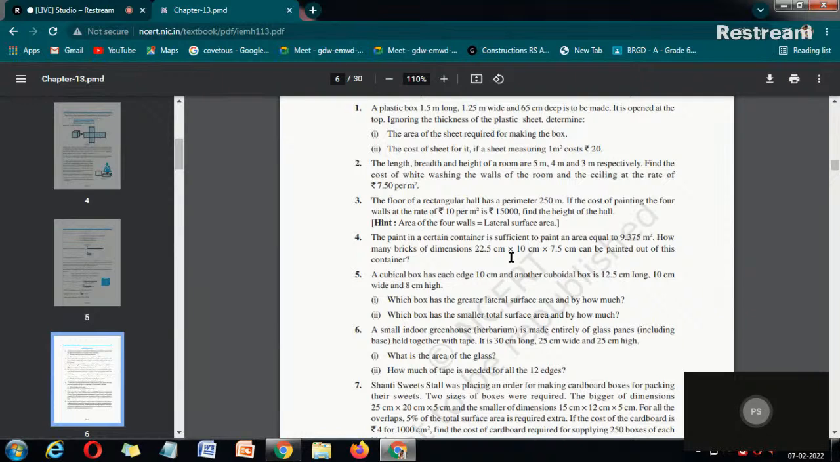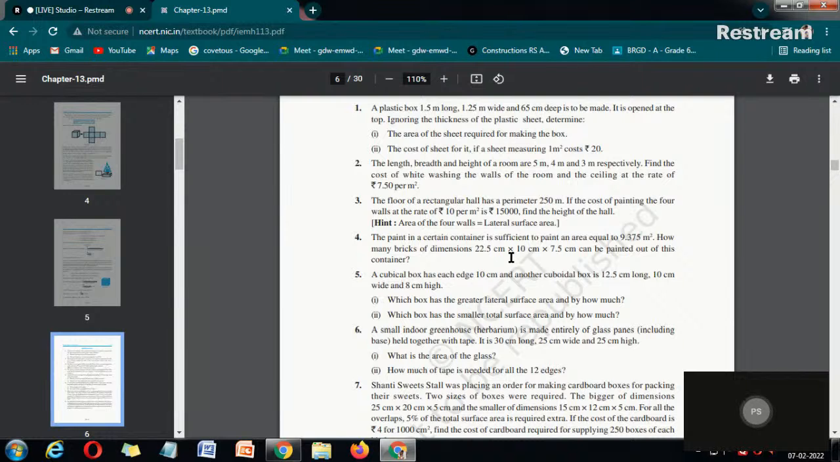So 100. Guys, understand this question. First we should find the total surface area of the brick. The dimensions are given. So total surface area, we'll get it as 937.5 centimeter square. So we'll convert into meter square. Why? Because the painted area is in meter square. 9.375 is in meter square. Now what are they saying? The paint in a certain container is sufficient to paint an area equal to 9.375 meter square. This sentence is very important.